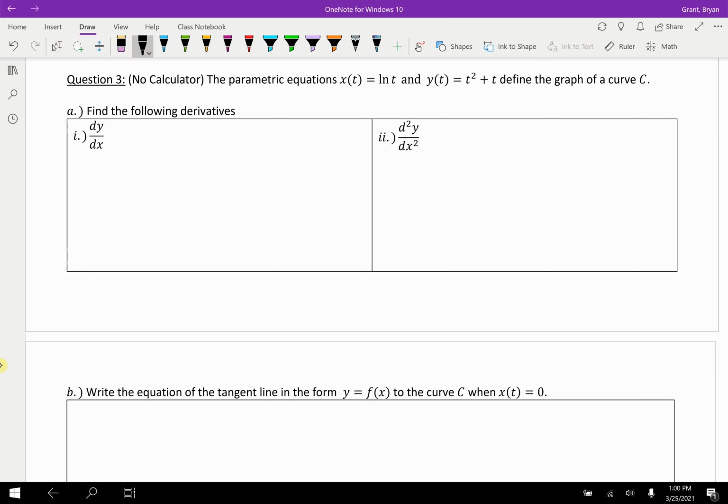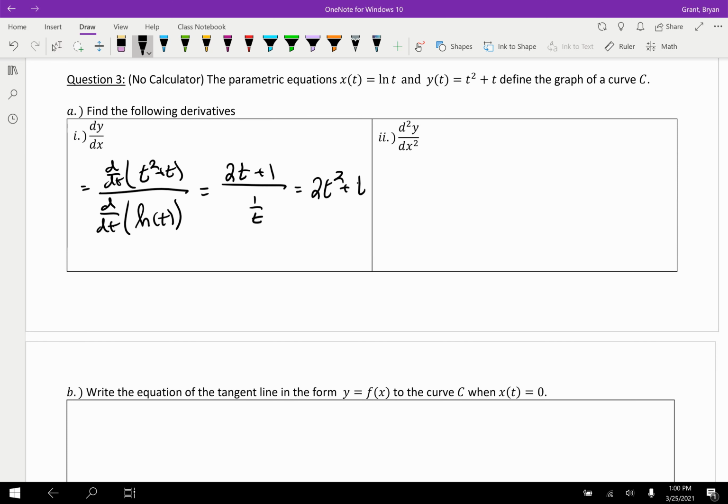So dy/dx is going to be d/dt of the y equation, which is t squared plus t, divided by d/dt of the x equation, natural log of t. This gives us 2t plus 1 divided by 1 over t. And although it is okay to leave it like that, I would probably suggest multiplying top and bottom of the fraction by t to get 2t squared plus t.